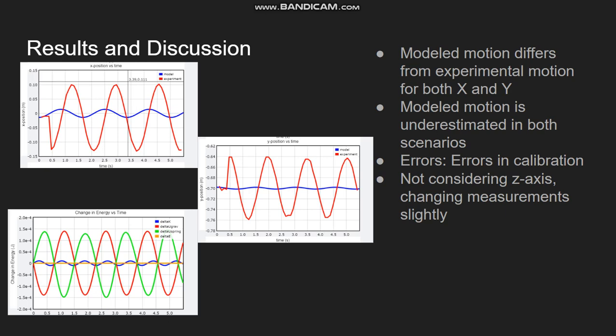The model differs from the experimental motion heavily. The modeled motion is in blue, while the experimental motion is in red. The modeled motion is significantly lower than that of the experimental, indicating that the model is not a good fit for the motion. The modeled motion is underestimated.